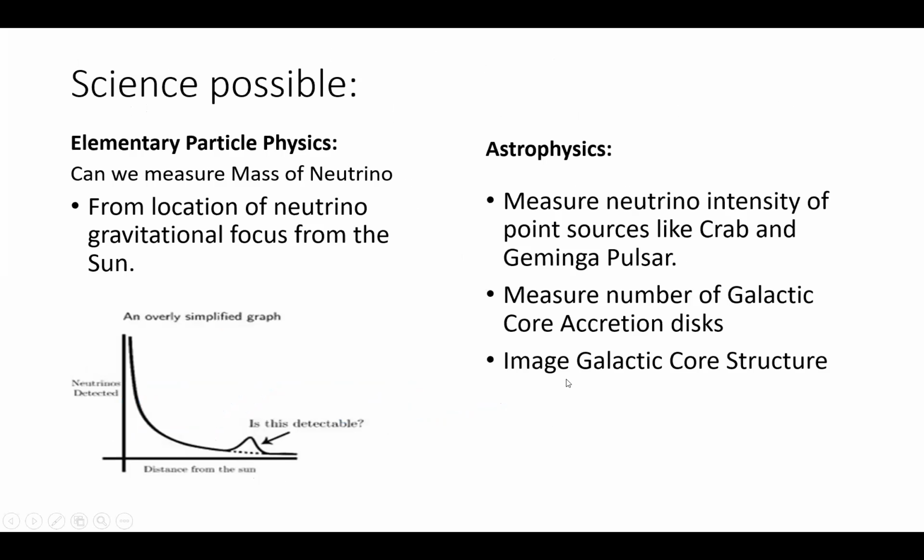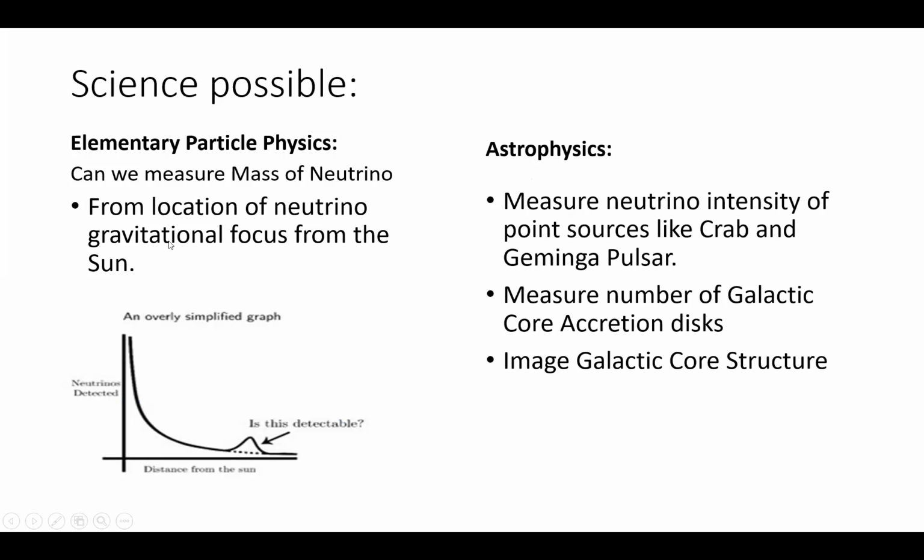What are some of the sciences possible? Well, there's lots of astrophysics that can be done. We can measure the neutrino intensity of point sources, maybe like the Crab and Geminga pulsar. I would love to measure the number of galactic core accretion disks and structure in the galactic core. And so those are astrophysics possibilities. There's also the possibility that this project could result in a new way to do elementary particle physics.